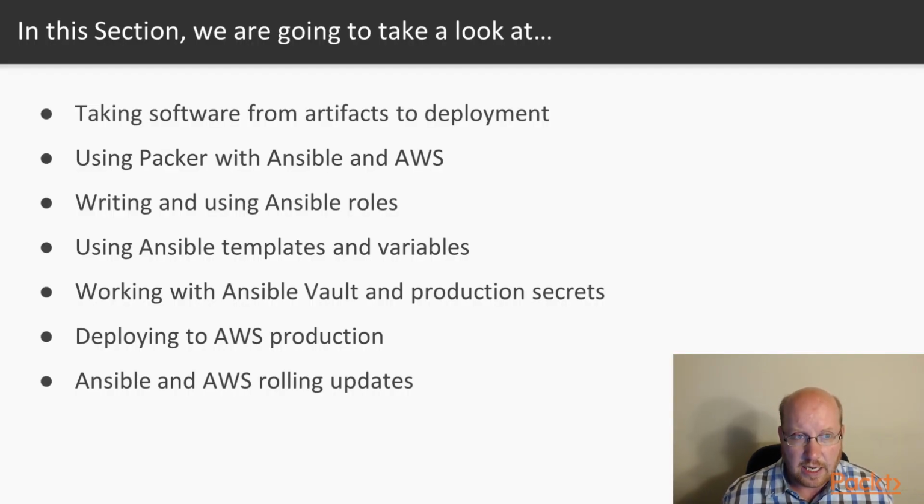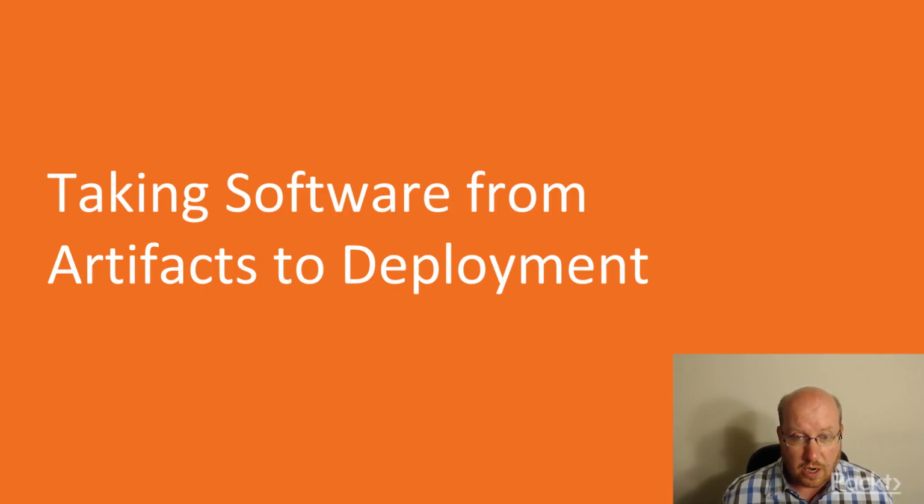We'll be talking about taking software from artifacts to deployment, using Packer with Ansible and Amazon Web Services, writing and using Ansible roles, using Ansible templates and variables, working with the Ansible Vault to keep safe our production secrets, deploying to an Amazon Web Services production environment, and then doing rolling updates of our application in that environment without any downtime. Taking software from artifacts to deployment.